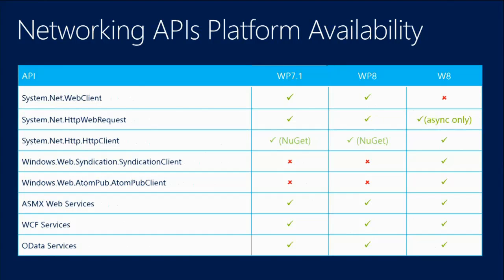When we get to HTTP client, now when I used to give this talk, you used to have red crosses under Windows Phone for that. But now, thankfully, we have got it through NuGet as an add-on package. So we've got good support for that. And then there's a couple of other convenience APIs used on Windows 8, Syndication Client and Atom Pub Client, which are only on Windows 8. I'm not too worried about them.